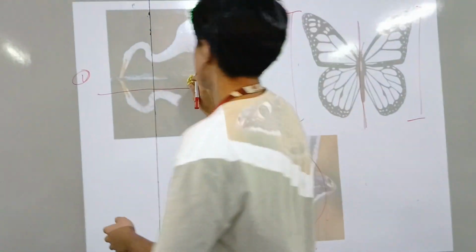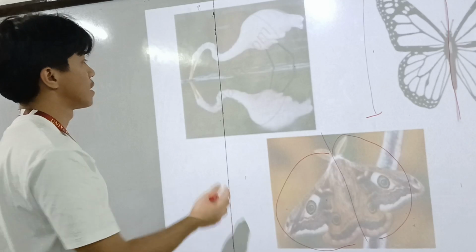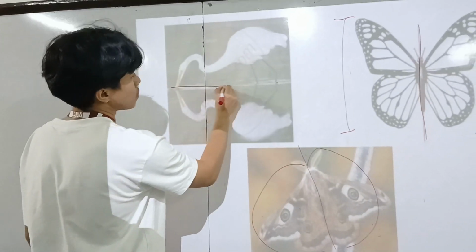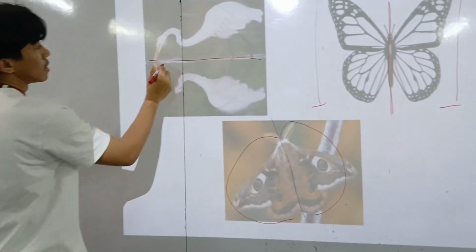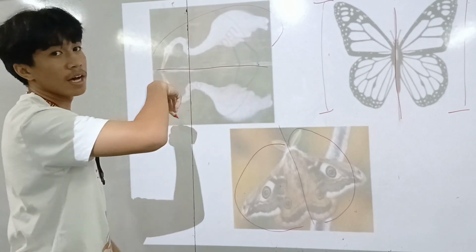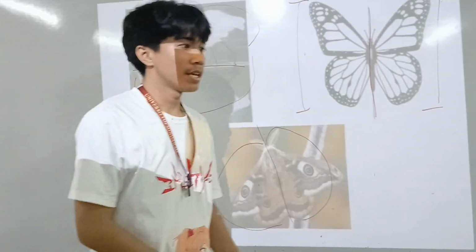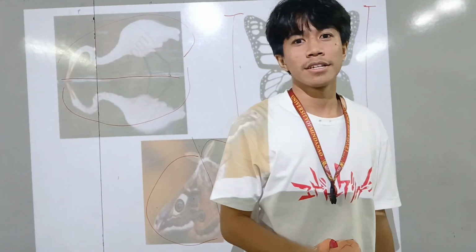Now, for this one, we have water, and the reflection of the animal can reflect the same as this one. So that's what we call reflectional symmetry.